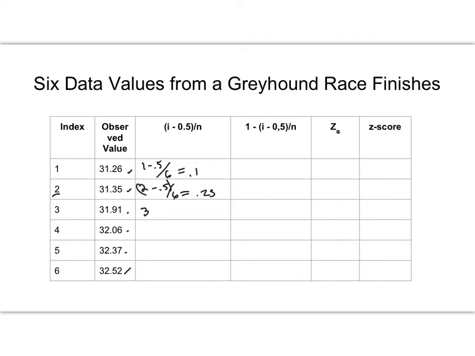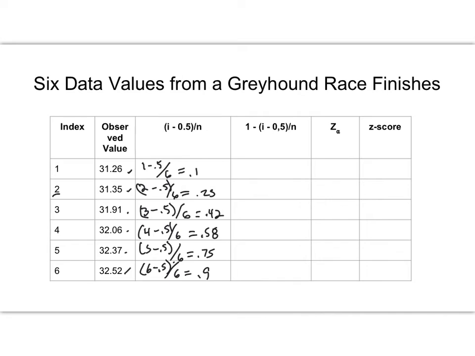And then I do the same thing all the way down, 3 minus 0.5 divided by 6. If you're doing this in a calculator, you need parentheses around the top to protect your fraction. And that gives me a value of about 0.42. And then I'd have 4 minus 0.5 divided by 6 gives me a value of 0.58. 5 minus 0.5 divided by 6 gives me a value of 0.75. And 6 minus 0.5 divided by 6 gives me a value of 0.9.